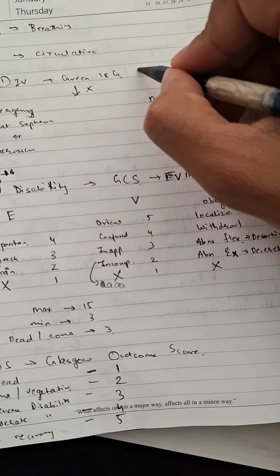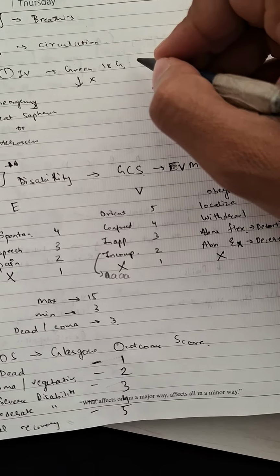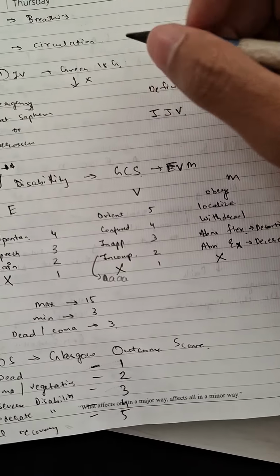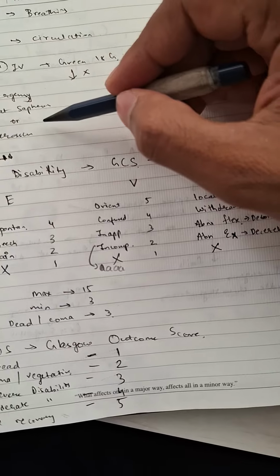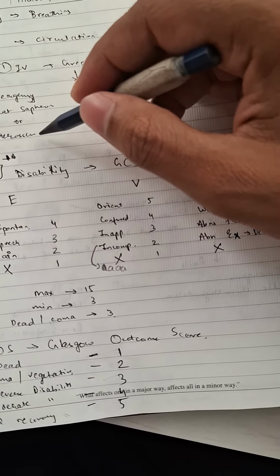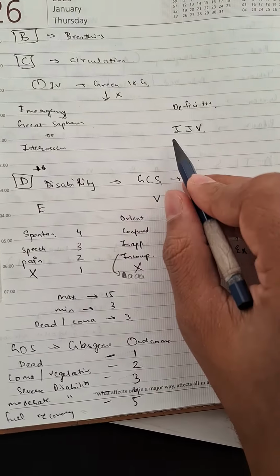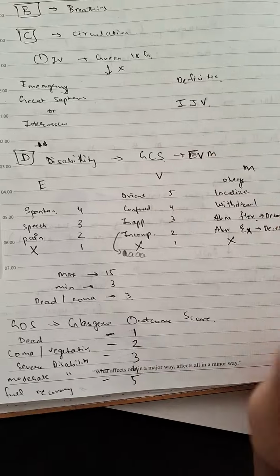Suppose the patient has a lot of edema on the periphery and we are not able to put the IV, then what will be the emergency management? We can give peripheral fluid from the great saphenous vein, or we can also do intraosseous. What will be the definitive? Definitive will be we can use the internal jugular vein.